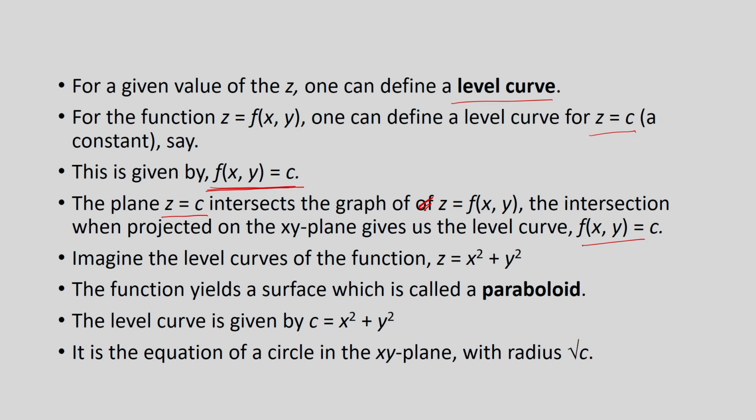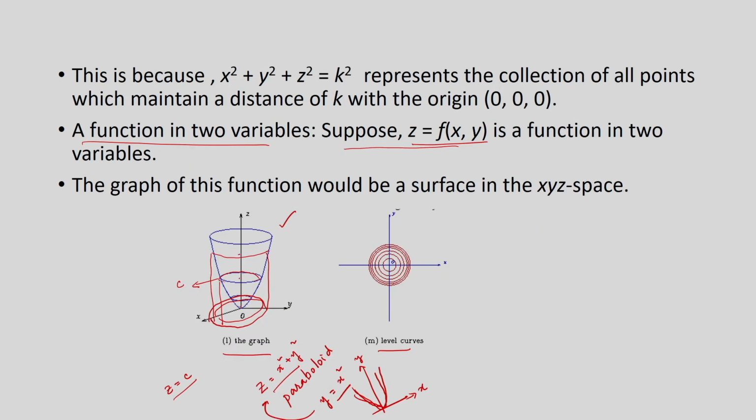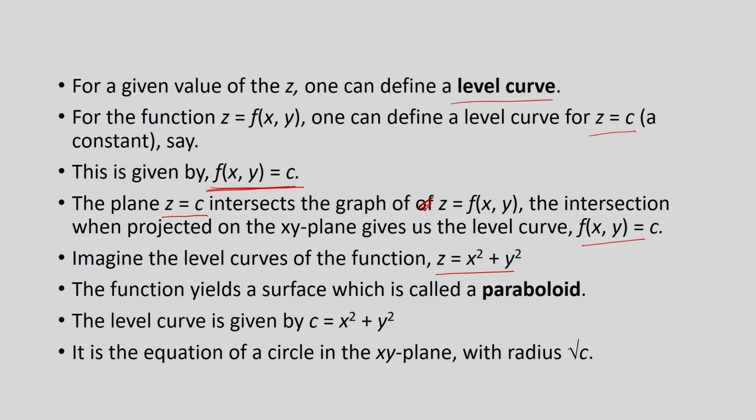So, here I have just written what I have just shown you. Imagine the level curve of the function z is equal to x square plus y square. The function yields a surface which is called a paraboloid. Here on the left hand side you have the paraboloid. The level curve is given by c is equal to x square plus y square, and as we know x square plus y square is equal to c. It is the equation of a circle in the xy plane.